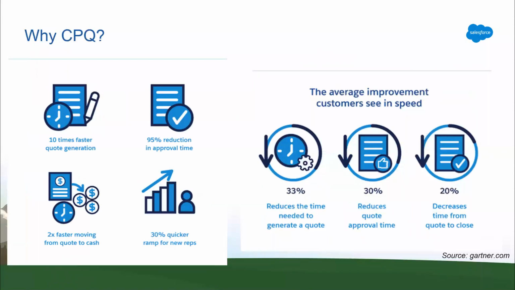Now, why CPQ? There are all the numbers listed here taken from Gartner, but in simple words, CPQ has a great impact on speed and accuracy. So someone without a CPQ solution would take months to close a deal, but with CPQ, it could take days, okay? So CPQ increases sales, reduces wasted time, and shortens the sales cycle, okay?